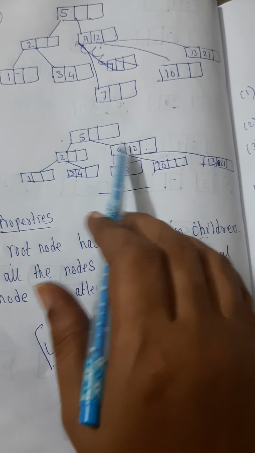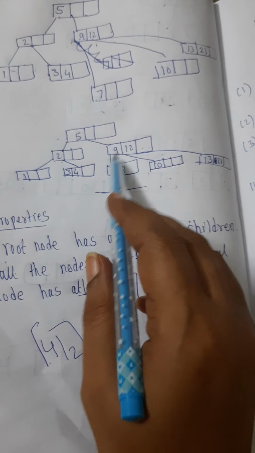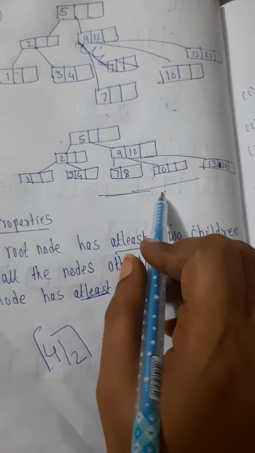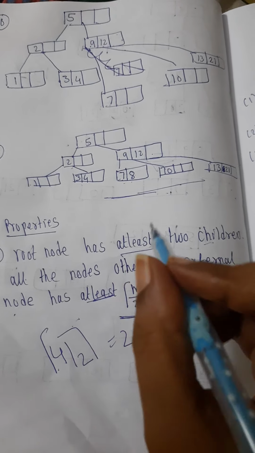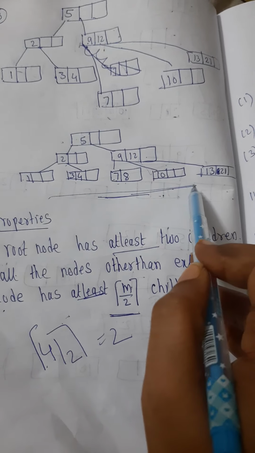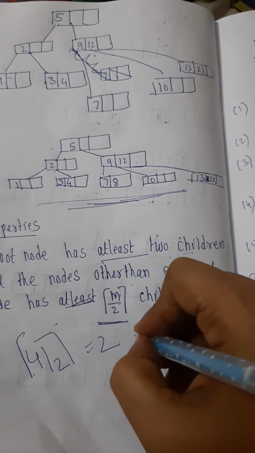If you take this as an internal node here, it should have at least 2 children. 1, 2, 1, 2, 3. At least 2 the internal nodes should have. So these are the properties the B trees will be satisfying. And one more thing also, all the leaf nodes will be under the same level. So that is one example.